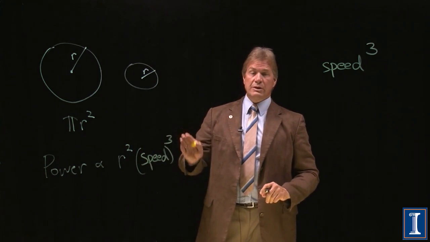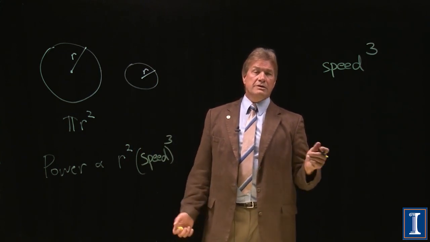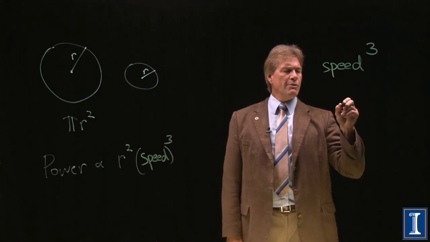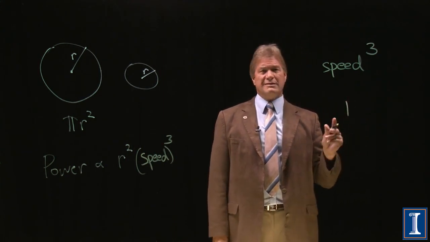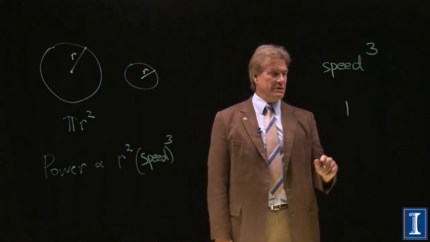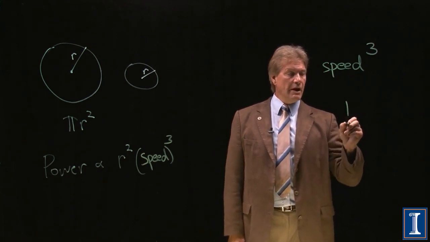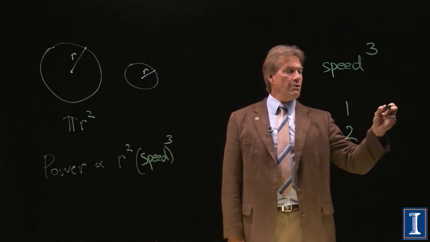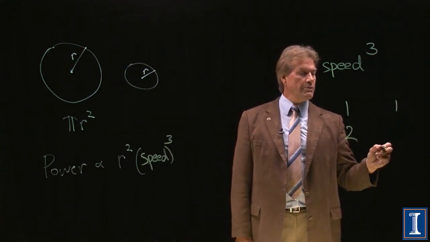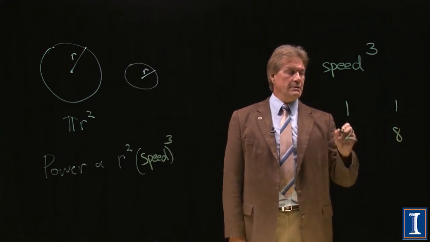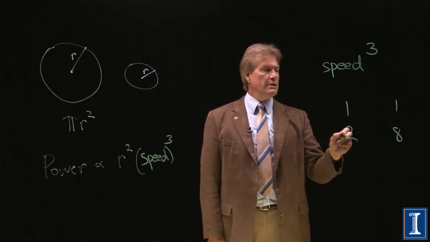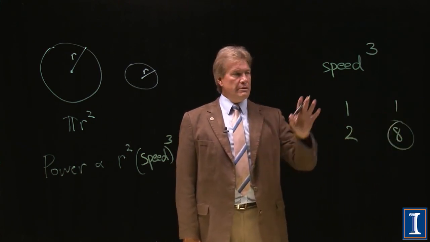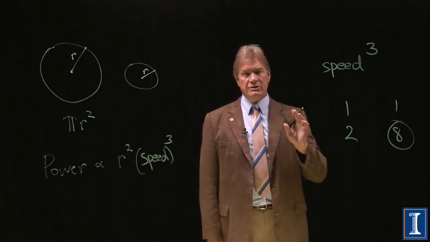And this makes an enormous difference. Just think about it. Let's say I had a 1 mile an hour wind. That's actually too slow to get most windmills to go. And I doubled this speed to 2. My power would go from something like 1 to 8. A doubling of wind speed gives you 8 times the power. This cube relationship is extremely important.